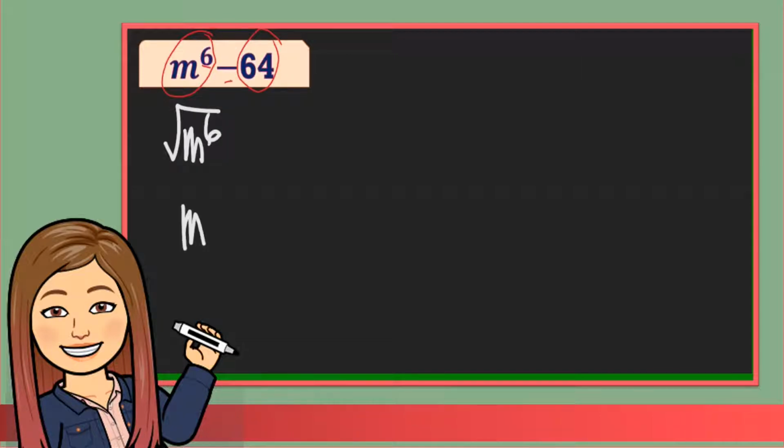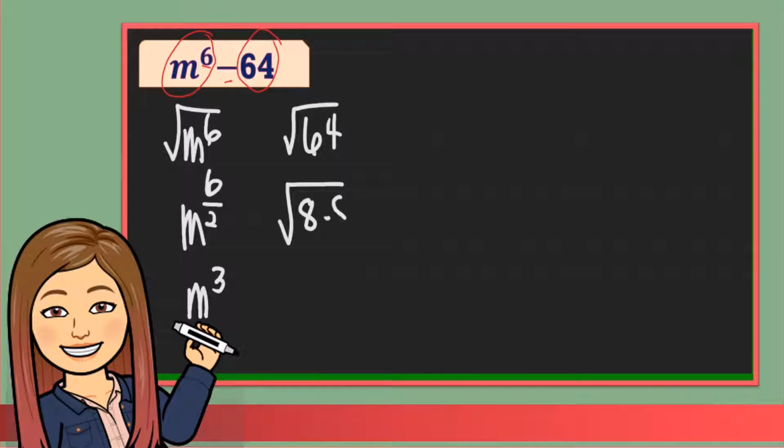Let's get first the square root of m to the power of 6. That's 6 divided by 2, which is 3. Next, the square root of 64. We know that 64 is 8 times 8. Therefore, the square root of 64 is simply 8.